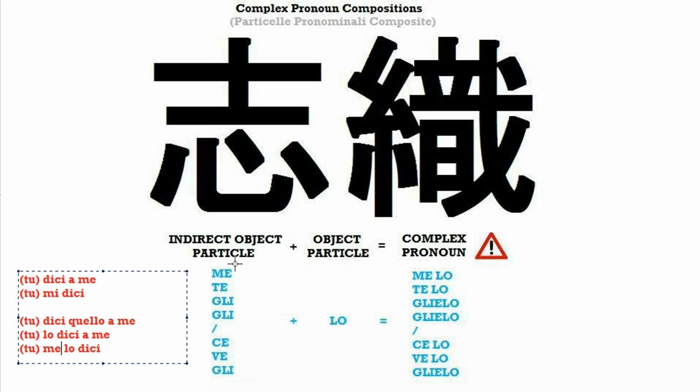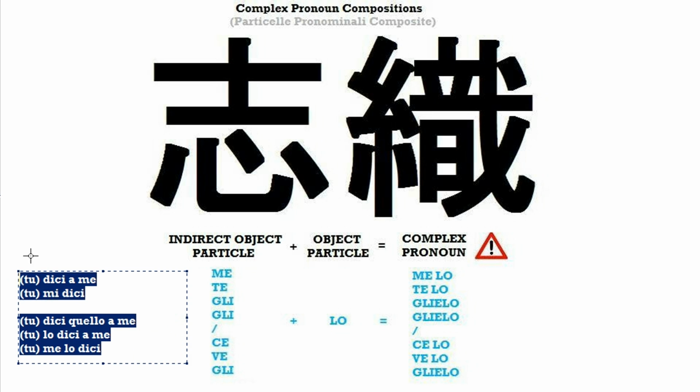And sometimes the indirect object particle and the object particle lo or la or li or le can also link together. So they can also merge together and form a bigger word called complex pronoun. Glielo. So all the complex pronouns are melo, telo, glielo, cielo, velo, glielo. Sometimes they bond, sometimes they don't. However, they are slightly different from indirect object pronouns, so you have to be careful.